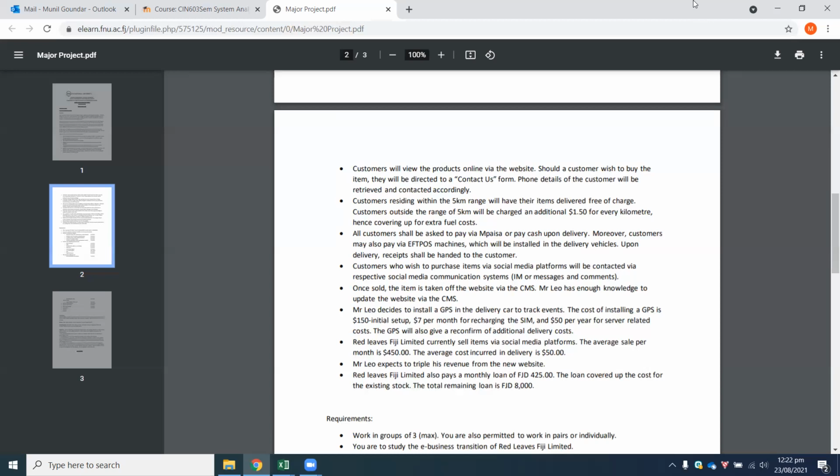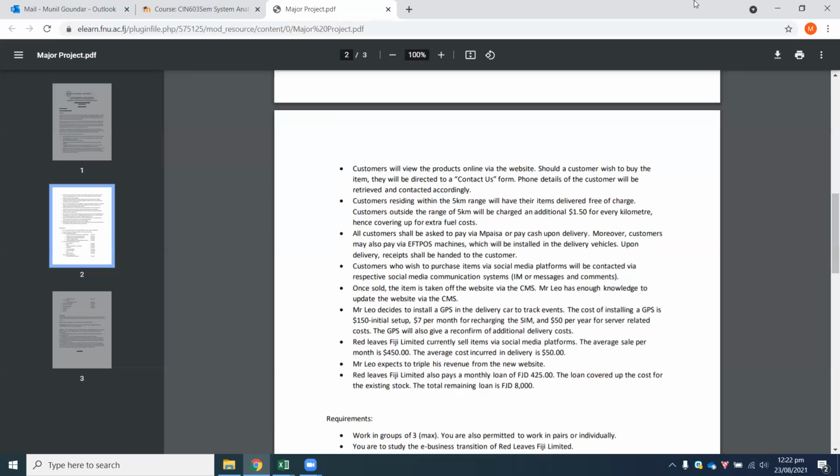Mr. Leo expects to triple his revenue from the new website. So that's his expected revenue, to triple it up. Red Leaves Fiji Limited also pays a monthly loan of Fijian $425. Okay, so this is the loan that they had taken 2 years back. The loan covered the cost for the existing stock. Okay, so the loan was taken for the stock.